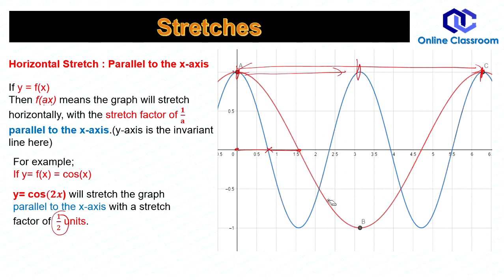Is that clear? So whenever you do stretching horizontally, your stretch factor is always the reciprocal of this number. Note down the difference in the writing. When you write the stretch factor, always write the reciprocal in case of horizontal stretch or stretch parallel to the x-axis, and your y-axis remains the invariant line. My suggestion or advice is to repeat this slide, because this is somewhat technical.